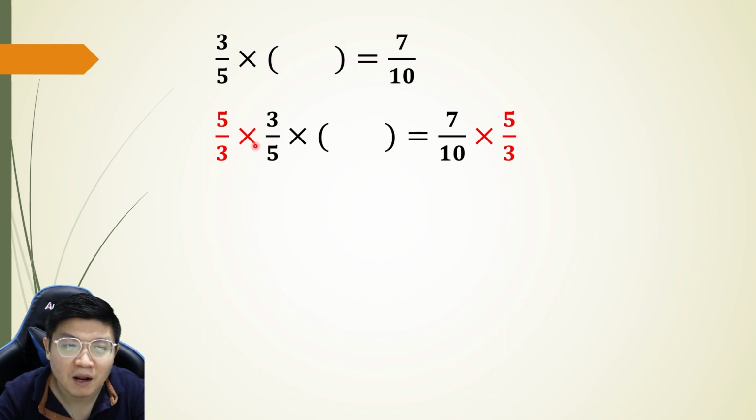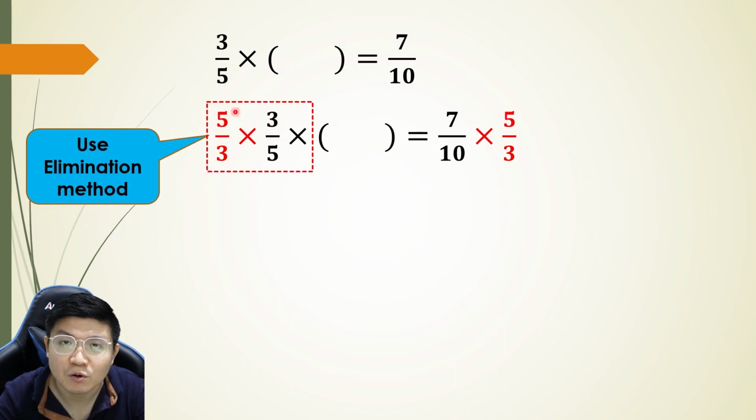Therefore, I multiply by a number which is the reverse of it. So this is the so-called elimination method. By multiplying the number that is the reverse of it, you will eliminate this thing. So the bracket here will be gone. So how about the right hand side? Yes, you need to rewrite what you try to eliminate. So as you can see, you try to eliminate 3 over 5, right?